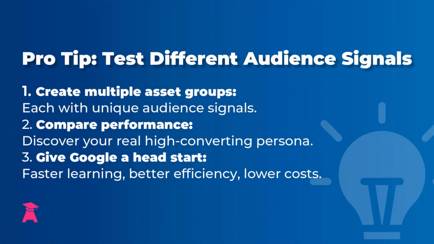Here's a pro tip. Make sure you test different signals in different asset groups. So if you want to take this to the next level, as I said, test multiple asset groups with each asset group having a different audience signal, so you'll be able to compare the data as to which persona works better. Maybe your best converting audience isn't the one that you thought it would be. This is where you can get a huge edge over your competitors who are just letting Google guess.